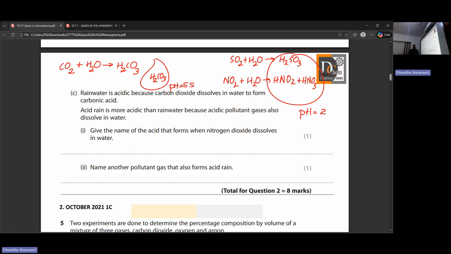Okay. So then give the name of the acid that forms when nitrogen dioxide dissolves in water. You can write nitric or nitrous acid, doesn't matter. Name another pollutant gas that also forms acid rain: sulfur dioxide. Sulfur dioxide or sulfur trioxide is also acceptable.